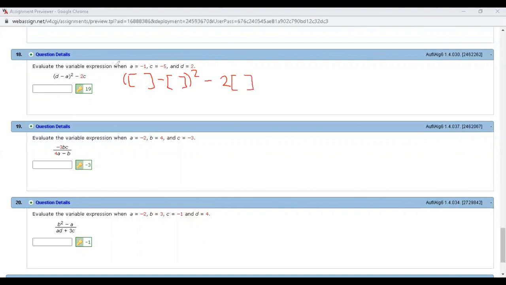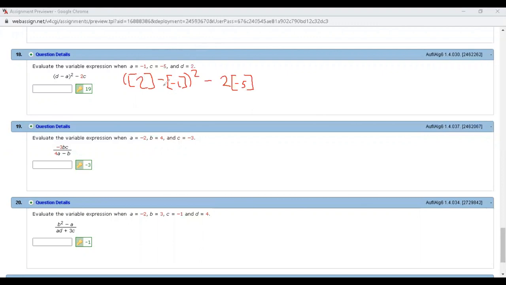So for D, I want to plug in a 2. For A, I'm going to plug in a -1. And for C, I'm going to plug in a -5. So you can kind of create space for it first, or you can do it as you go. However you do it, as long as you get to the correct answer.